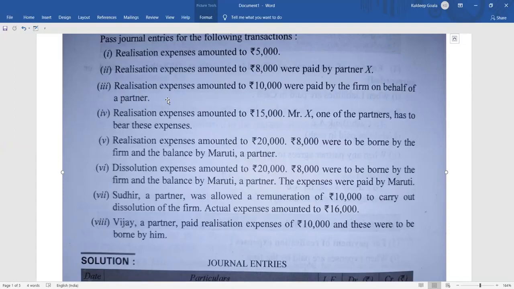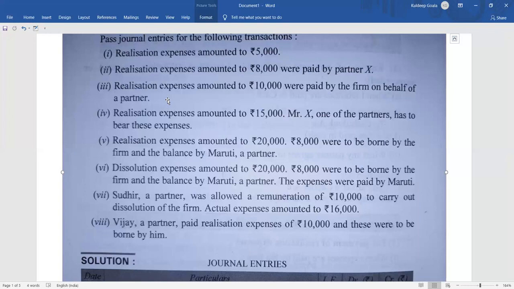If he is supposed to pay, अगर partner को देना है and the firm is bearing it, right? Partner is supposed to pay, but the firm is bearing it. That means the partner will have to pay the firm this time. ठीक है? Partner firm को pay करेगा. So how are we going to take from the partner?